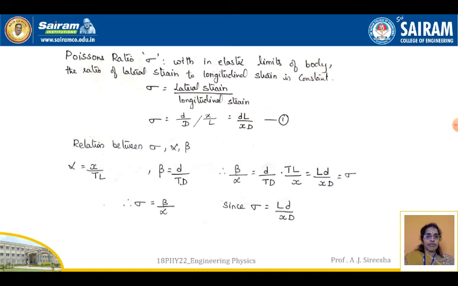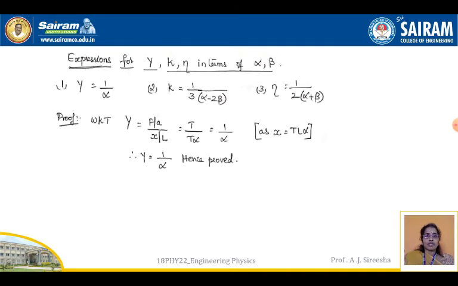We know from equation 1 that dl by xd is nothing but sigma. Therefore, Poisson's ratio sigma is defined as beta by alpha, that is, lateral strain coefficient by longitudinal strain coefficient, since sigma is equal to LD by XD. So, this is a relation between sigma Poisson's ratio, lateral strain coefficient and longitudinal strain coefficient.